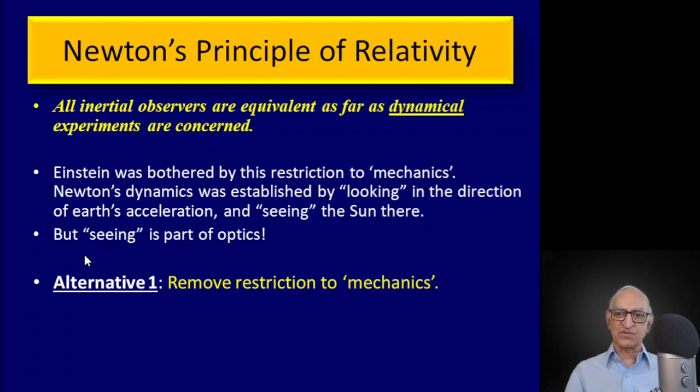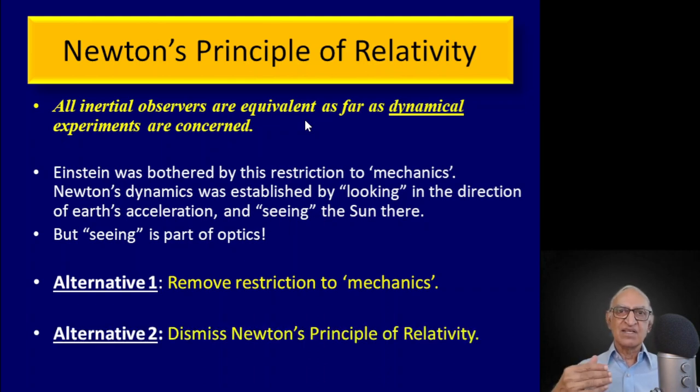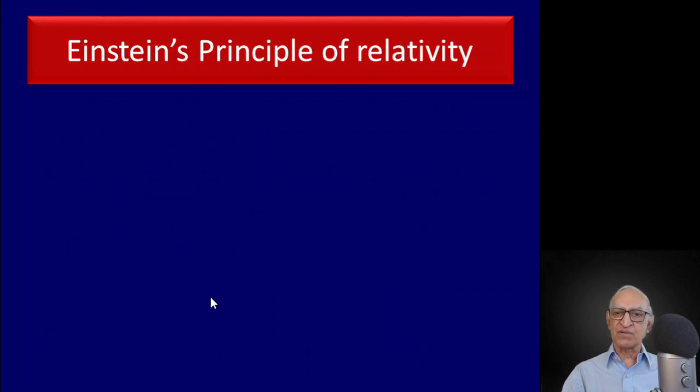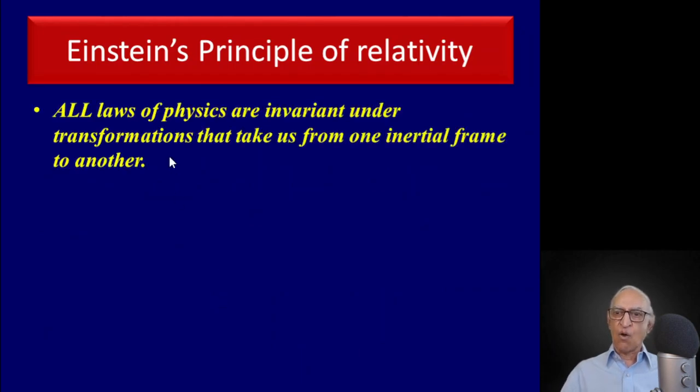Therefore, Einstein was faced with two alternatives. The first alternative is remove restriction to mechanics or dynamical experiments and simply say that all inertial observers agree on the laws of physics. All laws of physics. Or the second alternative is say that this is not possible and therefore abandon Newton's principle of relativity. Now, Einstein chose the first alternative. So let us state Einstein's principle of relativity. All laws of physics are invariant under transformations that take us from one inertial frame to another. All laws, all in capital letters, and not just laws of mechanics.